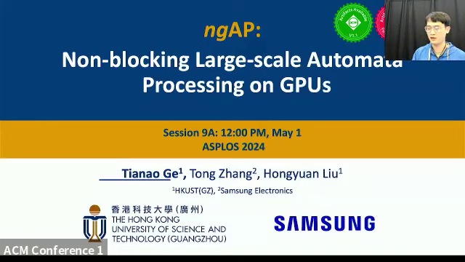I'm Tianhao Ge, and today I introduce our paper, NGAP: long-blocking large-scale automata processing on GPU. This work was jointly performed with our collaborator Tong and my advisor Hongyuan Liu.